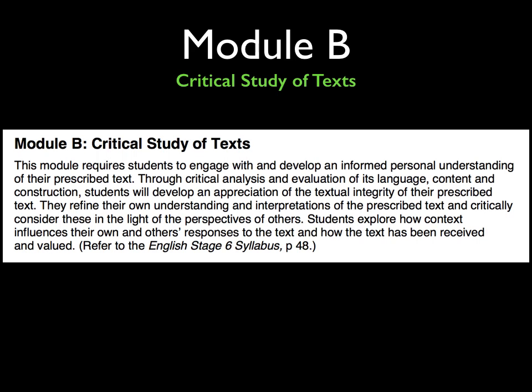The second sentence of the module rubric is a significant one also. It is through critical analysis and evaluation of its language, content, and construction that students will develop an appreciation of the textual integrity of their prescribed text. It's important to note that overall textual integrity is achieved by considering the way in which language, content, and construction interact with one another in order to provide an overarching harmony for the text.